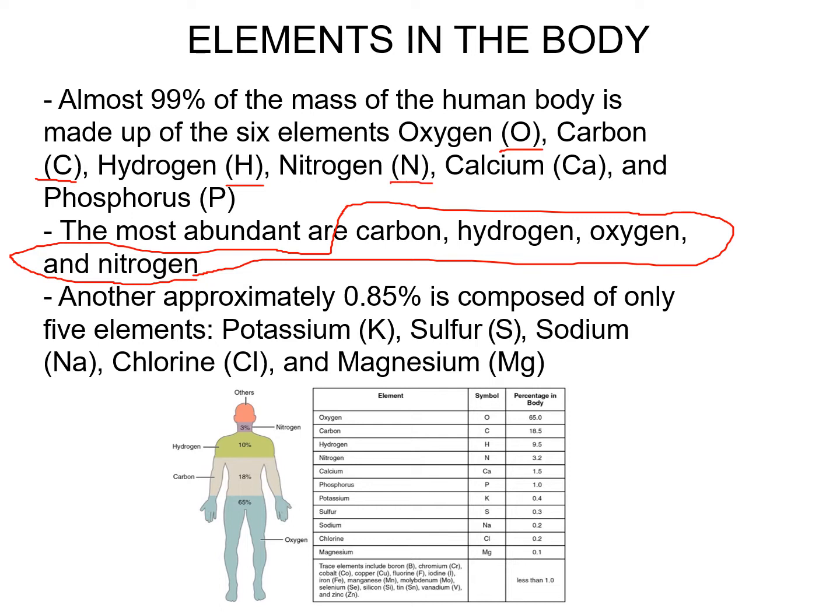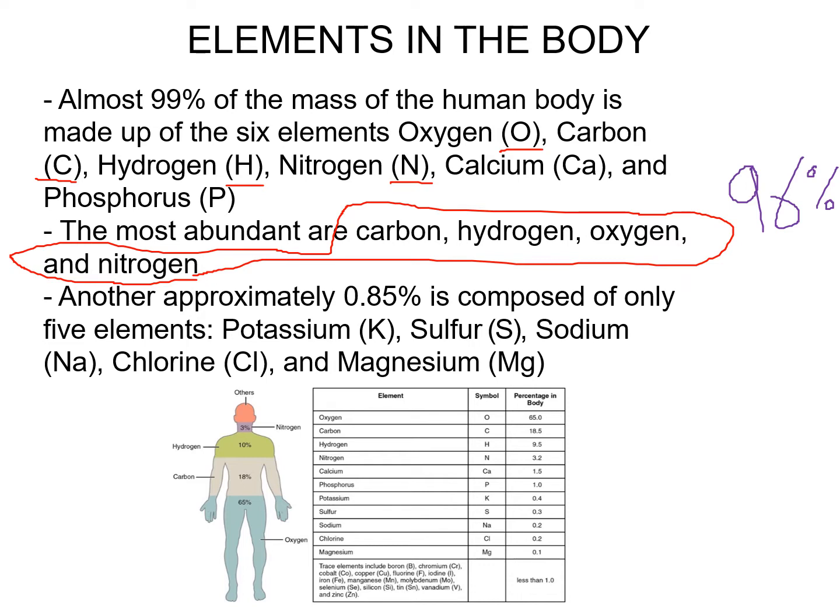These 4 make up 96% of your body mass. So if you weigh 100 pounds, 96% or 96 pounds of that 100 pounds is carbon, hydrogen, oxygen, and nitrogen in some way or form. If you weigh 200 pounds, over 190 pounds of you are these 4 gases.